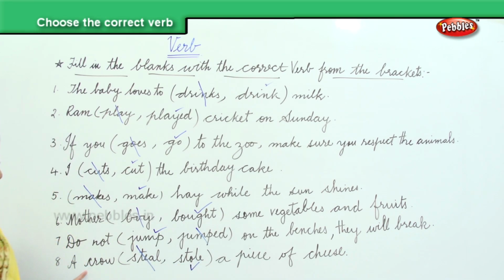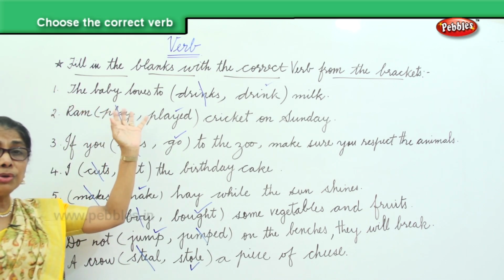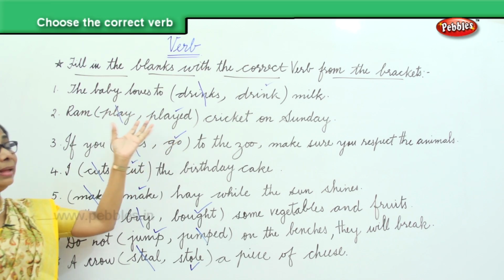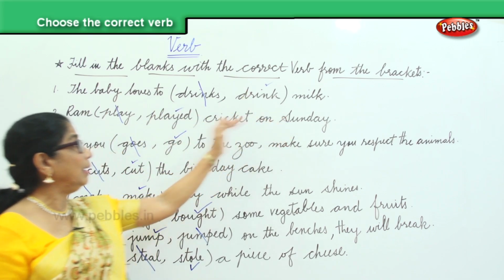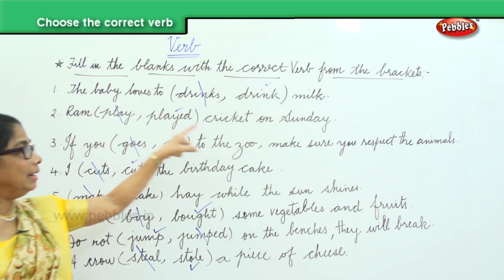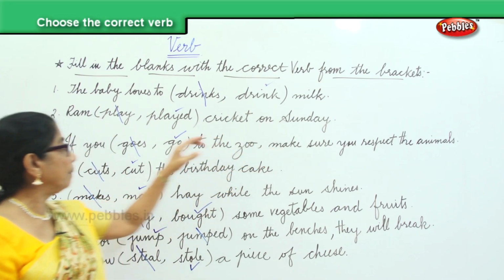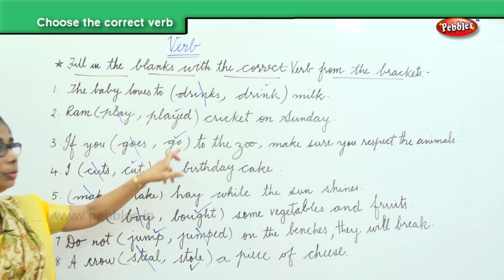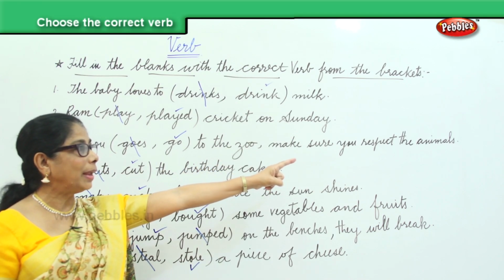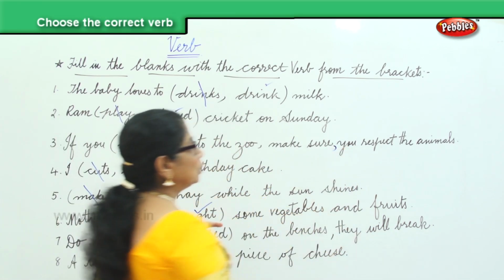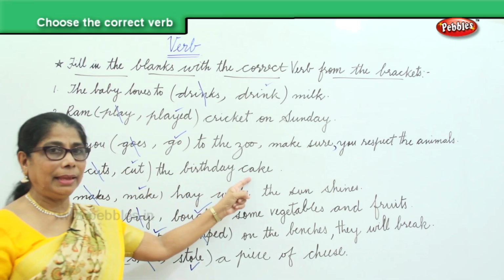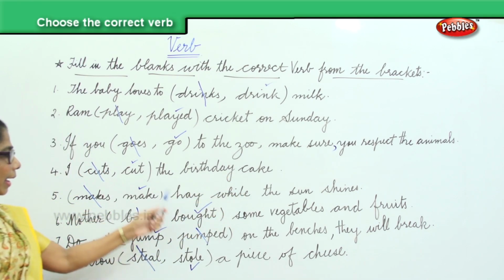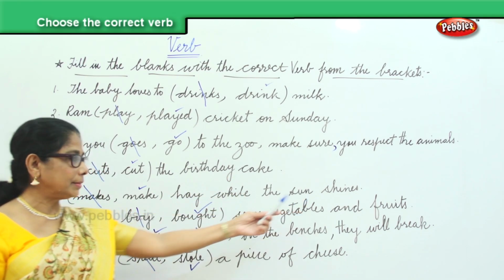Now, because a crow is one, okay, now look, all you need to do is read aloud to be able to choose the correct verb to make sense. The baby loves to drink milk. Ram played cricket on Sunday. If you go to the zoo, make sure you respect the animal. I cut the birthday cake. I make hay while the sun shines.